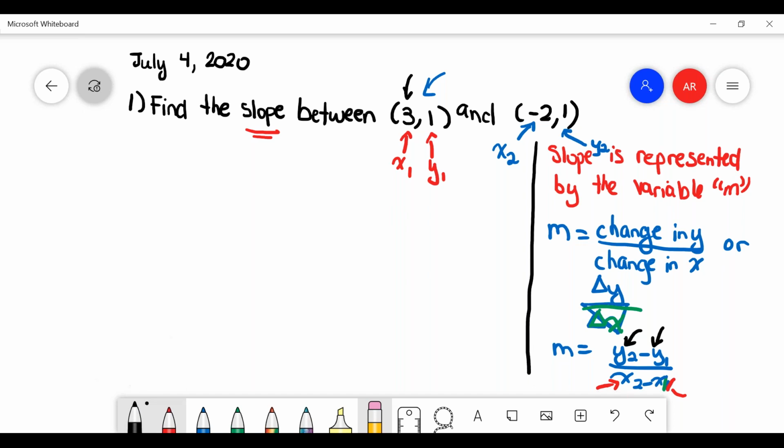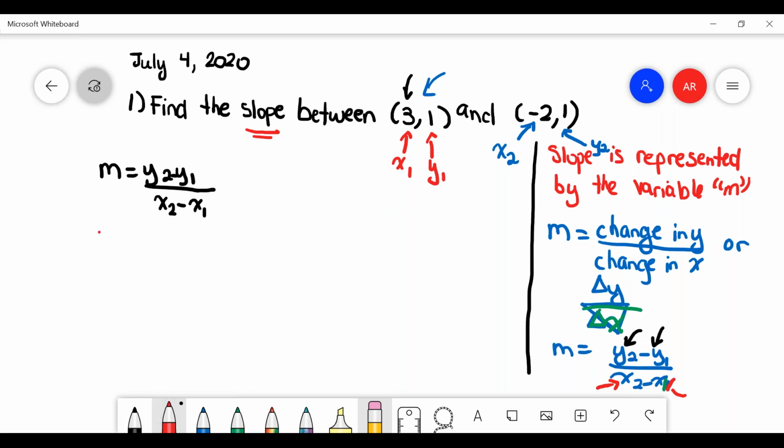All right, so now finding our slope, we know that slope is represented by variable m, so I'm just going to write that here. And we know that slope is y2 minus y1 divided by x2 minus x1, or in other words, the change in y divided by the change in x. Using this, we can easily substitute the values we've established earlier into this formula for slope.